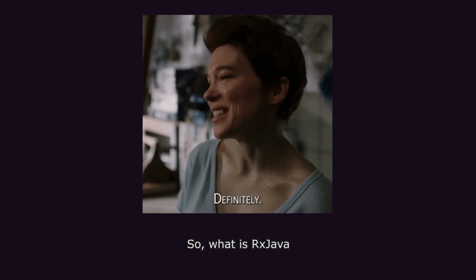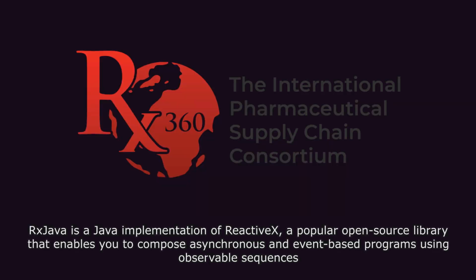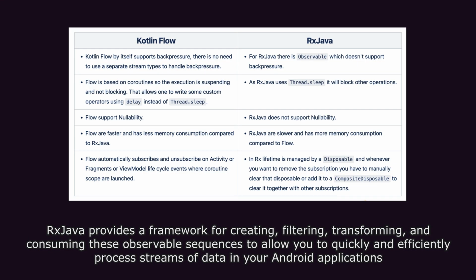So what is RxJava? RxJava is a Java implementation of Reactive, a popular open-source library that enables you to compose asynchronous and event-based programs using observable sequences. RxJava provides a framework for creating, filtering, transforming, and consuming these observable sequences to allow you to quickly and efficiently process streams of data in your Android applications.